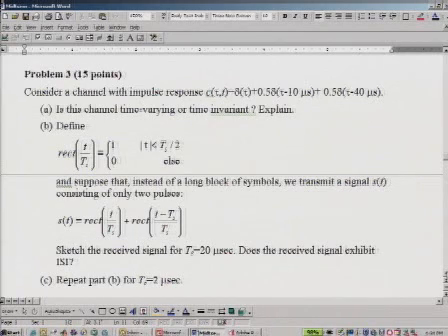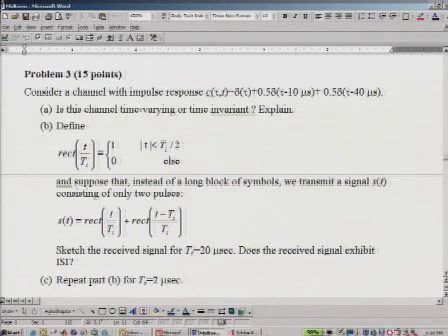Is this channel time varying or time invariant? I hope all of you did this correct. I didn't check, but I think most of you did. So since there's no dependence on t, that means that it's time invariant. That's it. So you don't have to hesitate. You should be sure of certain concepts. If there is no t here, then this does not depend on t, so it's time invariant. And end of question.